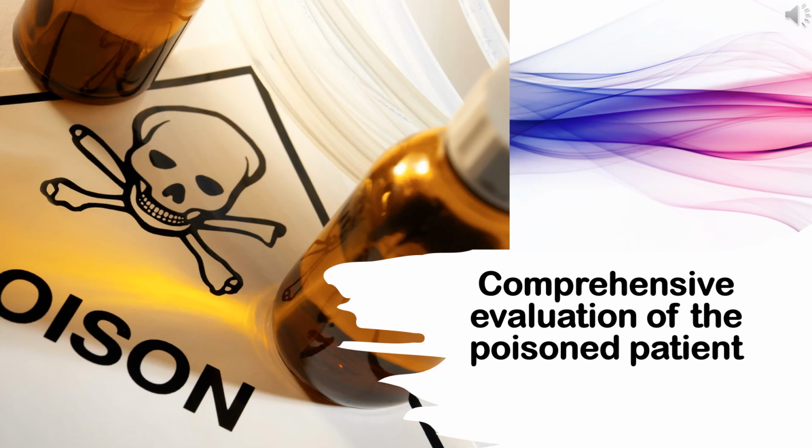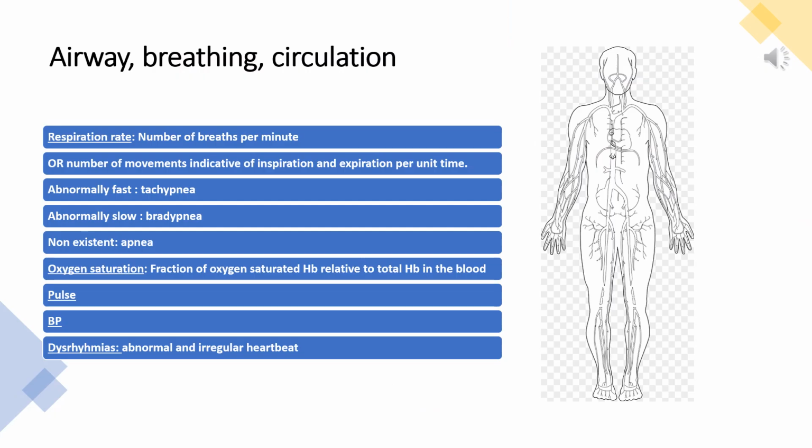Hi everyone. Today we are going to talk about the comprehensive evaluation of the poisoned patient. We will start with the first point of evaluation, that is airway, breathing and circulation. And in airway, breathing and circulation, first we will check respiration rate.